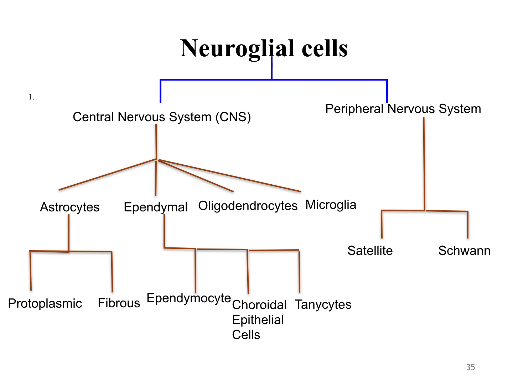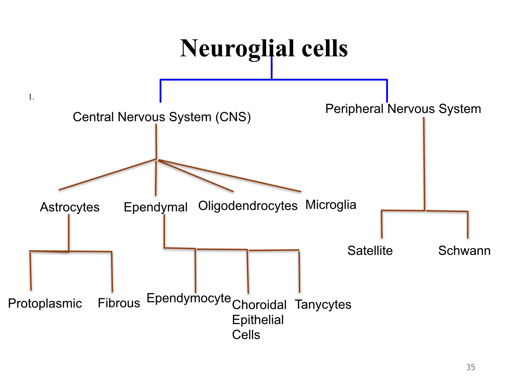Neuroglial cells are broadly classified as neuroglial cells present in the central nervous system and neuroglial cells present in the peripheral nervous system. As you can see in this diagram or chart, the neuroglial cells present in the central nervous system are of four types. These are astrocytes, ependymal cells, oligodendrocytes and microglial cells. Whereas the neuroglial cells in the peripheral nervous system are of two types. These are satellite cells and the Schwann cells.